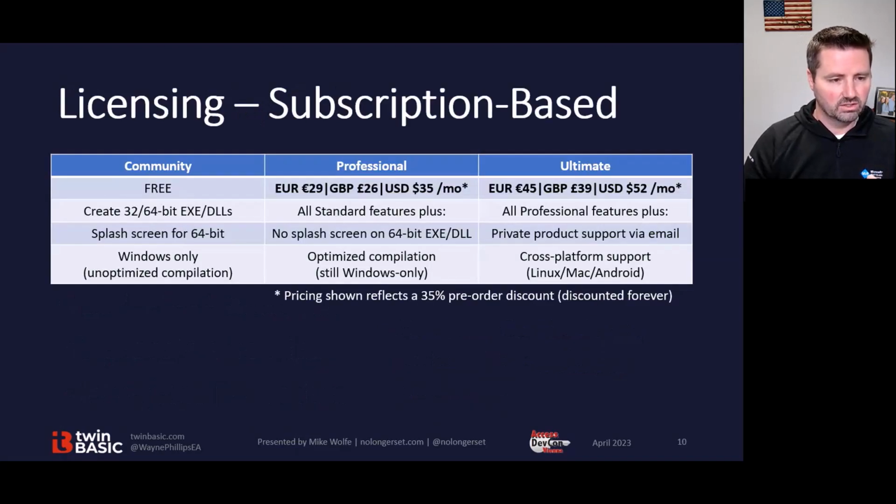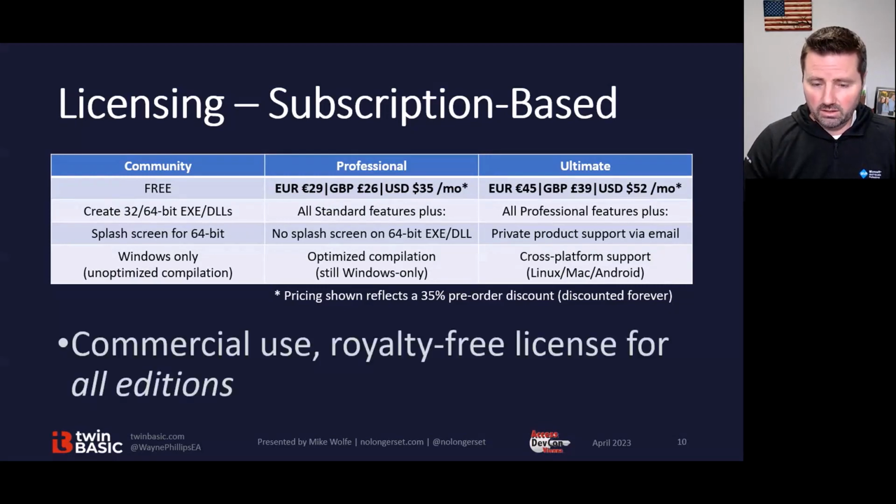I just checked yesterday. It looks like the licensing hasn't changed from this time last year. It is done on a subscription basis, but the community version does have a lot of capability. And if you're willing to look at a 5-second splash screen, you can do an awful lot with the community edition. You can certainly make sure that it's going to do what you need, and then step up to a professional or an ultimate license if you're going to use it professionally, and you want to get that better performance. You want to get rid of the splash screen and that kind of thing. And commercial use, royalty-free license for all editions. So even if you're using the community edition, you can still use it in commercial projects.